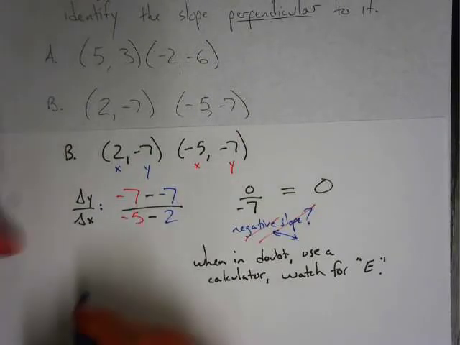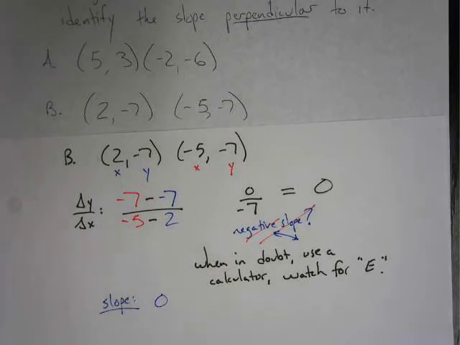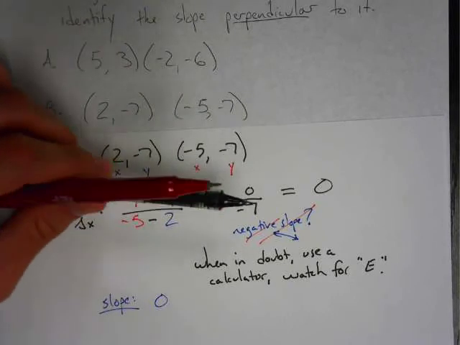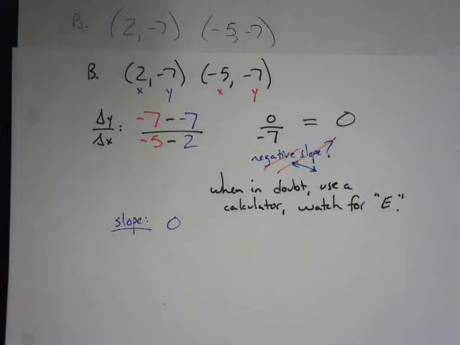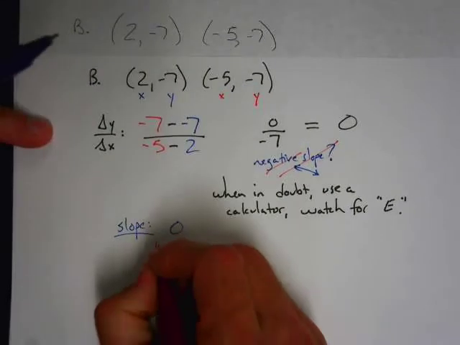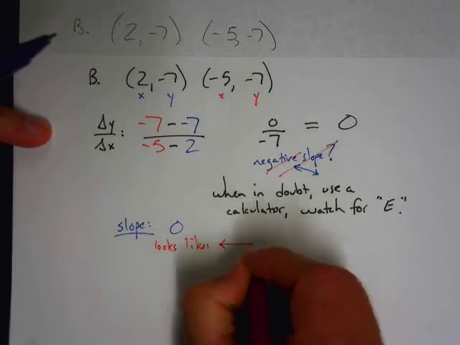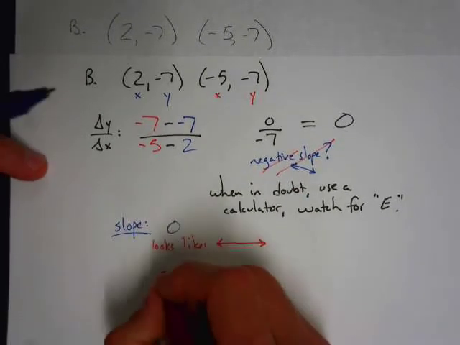So what's the slope of this line? 0. That means there's no rise, right? Look at that, no rise. And a line that has no rise looks like this. What kind of line is that? That is a horizontal line.